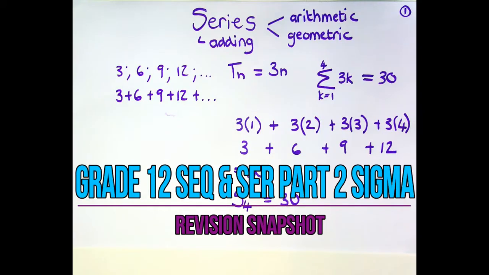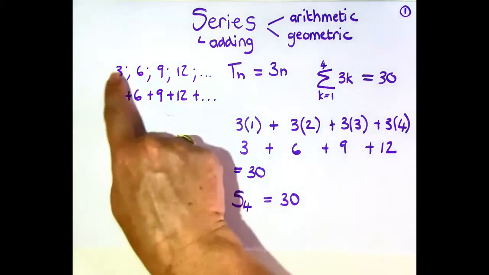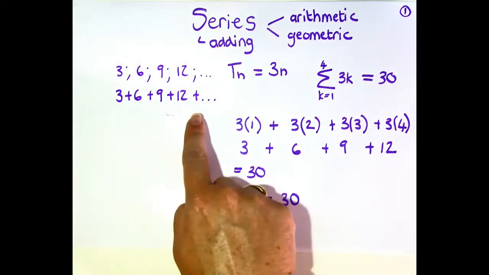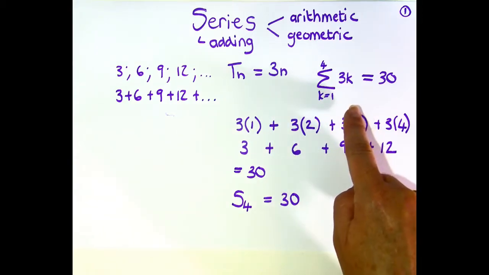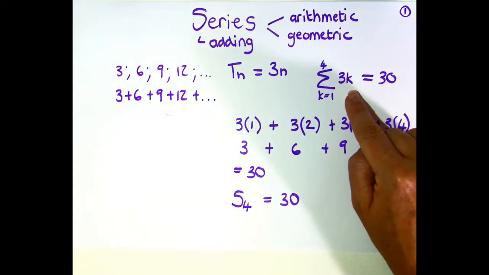When we use the word series, we're talking about adding all the terms of a sequence together. So that is the sequence and that is the series. We need a general term to work in sigma notation, and often we use the k so that we distinguish it from other kinds of notation.